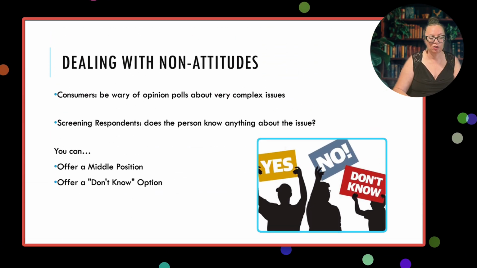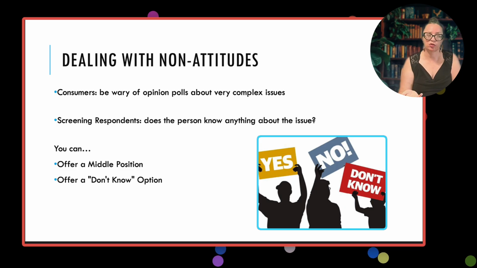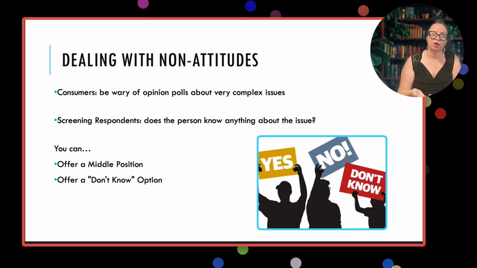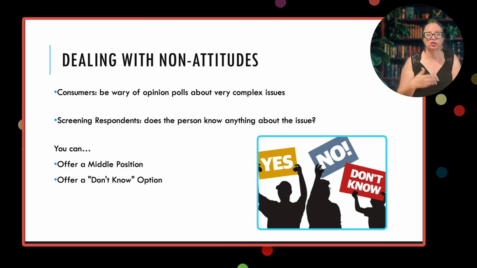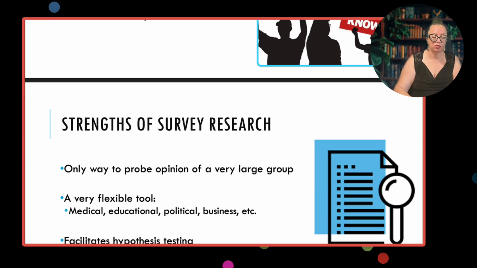Okay. This can come in a number of different forms. So maybe you want to ask about certain political issues. Maybe some people aren't informed on them, don't care about politics. You don't want to force them into having an attitude on something they know nothing about. Again, that's going to skew your data.